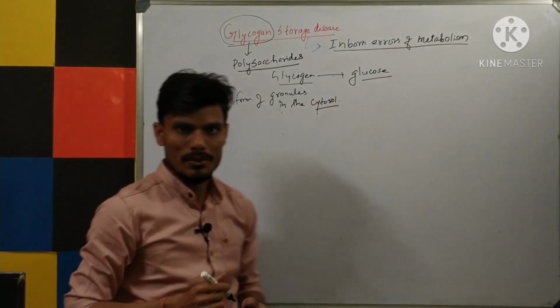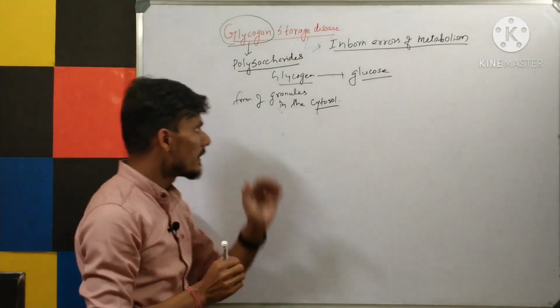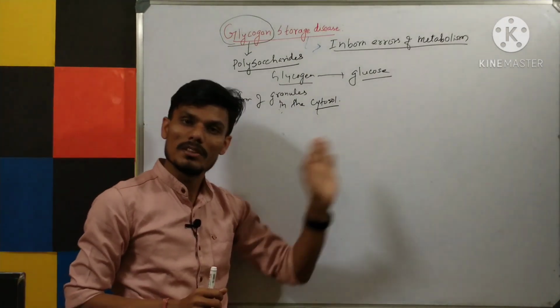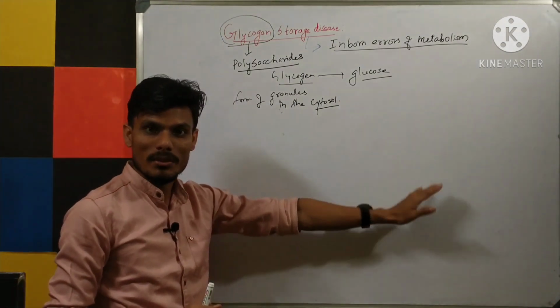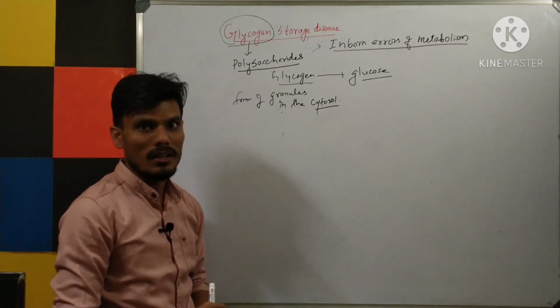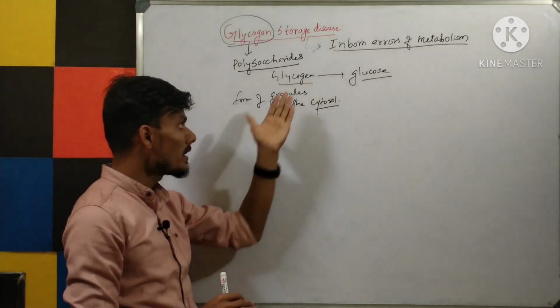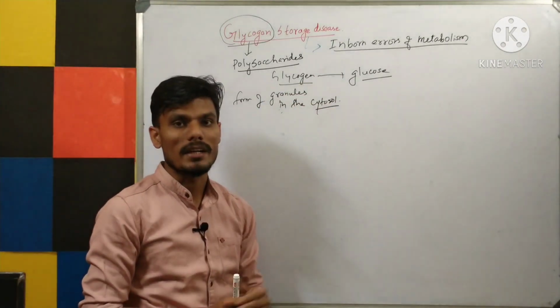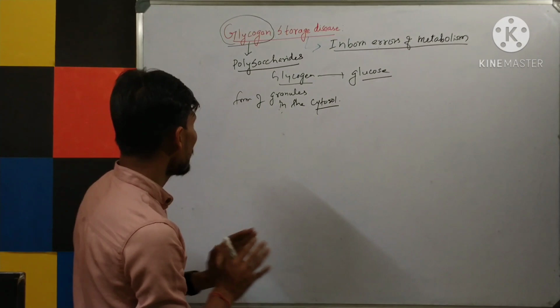of different cell types. And one more thing, remember that glycogen is not only present in human cells, it is also present in animals, fungi, bacteria, and many other microorganisms. And the glycogen will be converted into glucose, and they will provide the energy. Okay.